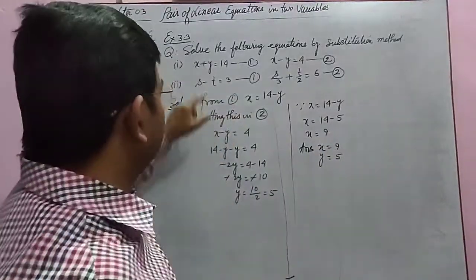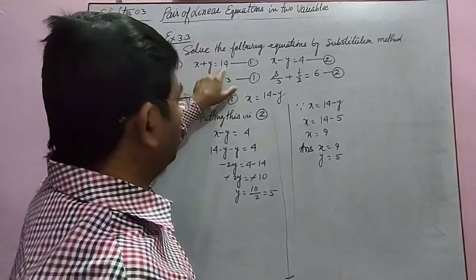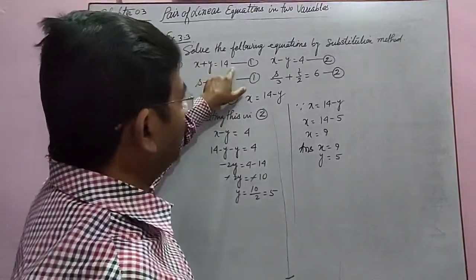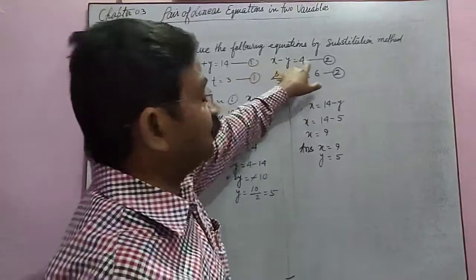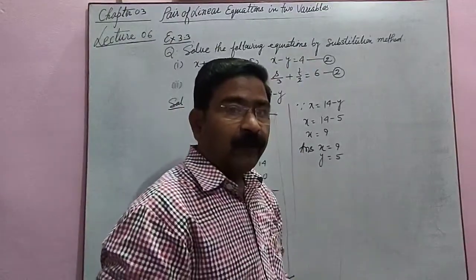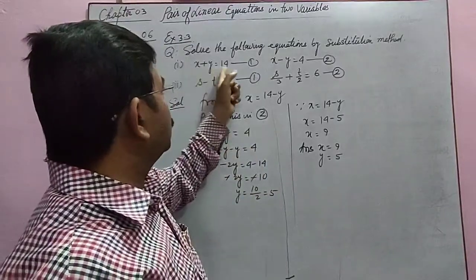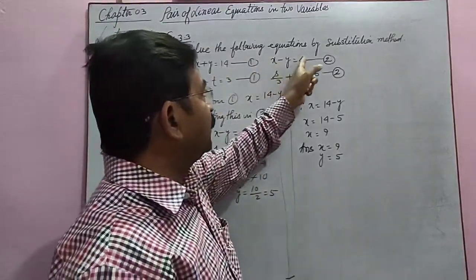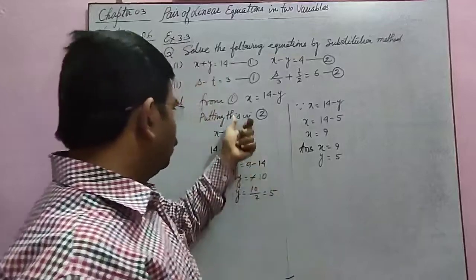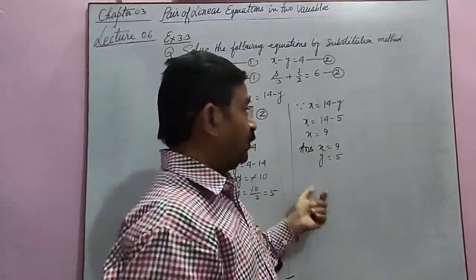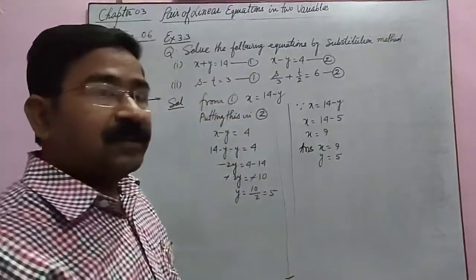You can check your solution. Here x plus y is equal to 14, so 9 plus 5 is equal to 14. And 9 minus 5 is equal to 4. Is it okay? So this is your first part: x plus y is equal to 14 and x minus y is equal to 4. So this is how you can solve the question. Alright. Now we'll see.